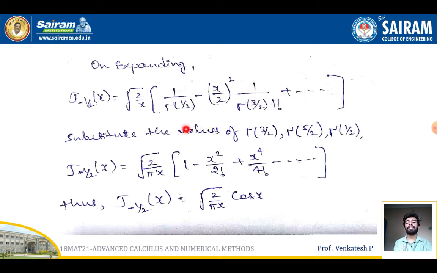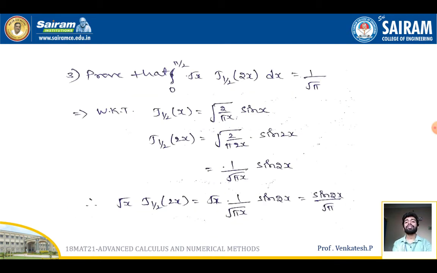Again, on replacing the values of gamma of 3 by 2 as I did in the previous problem, gamma of 3 by 2 will be root pi by 2, gamma of 5 by 2 will be, and gamma of 1 by 2 values in this equation. I can take 1 by root pi as a common factor after replacing all these values. So I will get J minus 1 by 2 of x is equal to square root of 2 by pi x, 1 minus x square by 2 factorial, plus x power 4 by 4 factorial, and so on. This is nothing but the cos series. So we'll get J minus 1 by 2 of x is equal to square root of 2 by pi x into cos x.